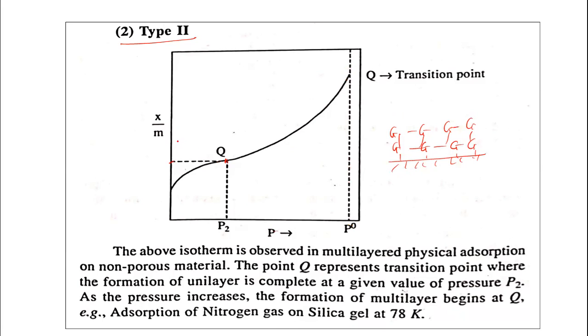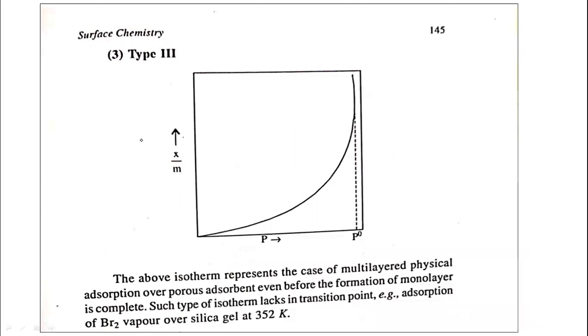So in this case, the amount of the gas adsorbed, or the amount of the substance adsorbed, is higher as compared to the type 1 adsorption isotherm. Because in type 1 adsorption isotherm, only one layer is formed. So now let us see the third type of the adsorption isotherm.